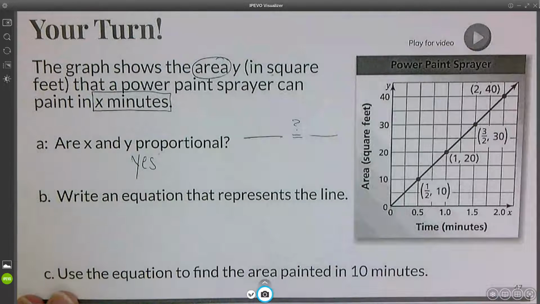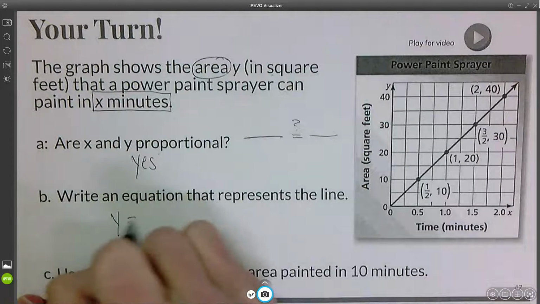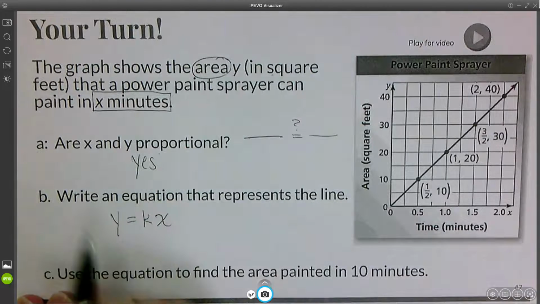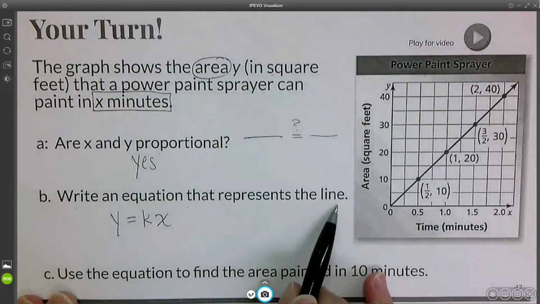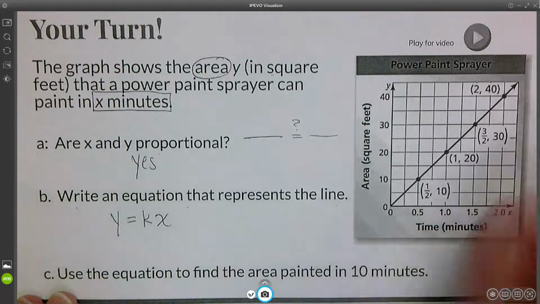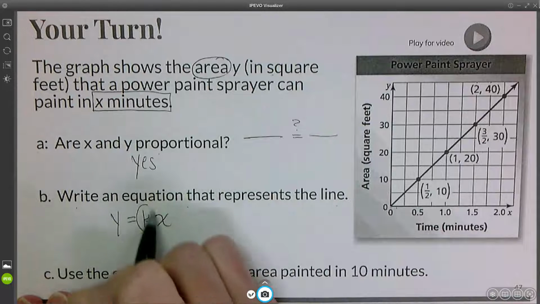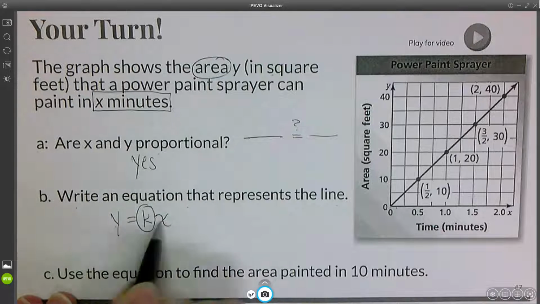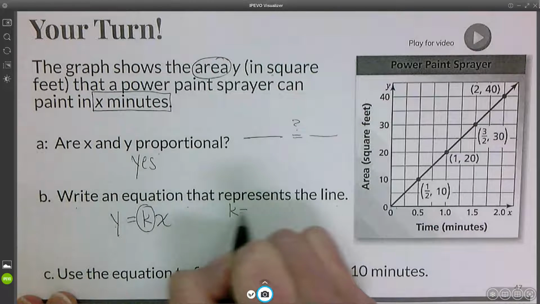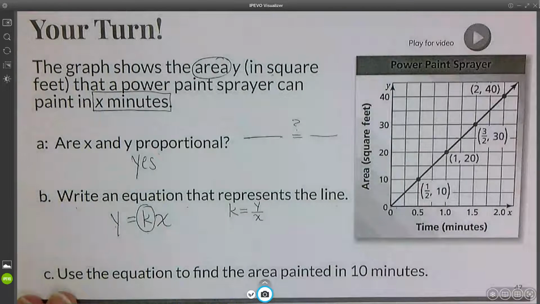And because they are proportional, I know that I can write an equation as y equals kx. It says write an equation that represents the line. We can do that if they are in a proportional relationship, which they are because the line goes through the origin. So in this equation, the only one that I have to fill in, because y and x always stay there, is k. And k is found by taking any ordered pair and putting y over x and simplifying.